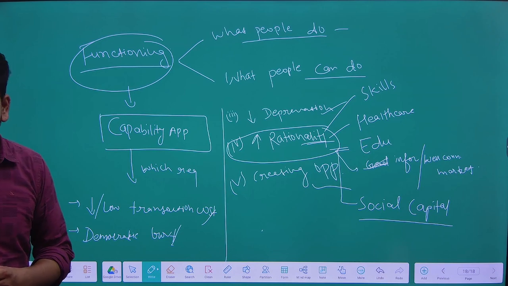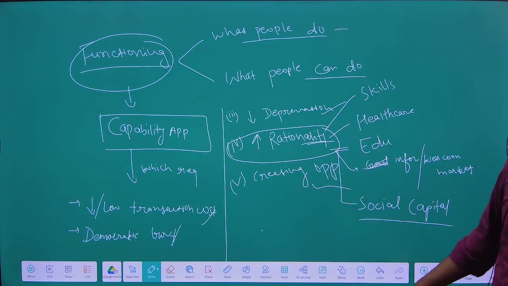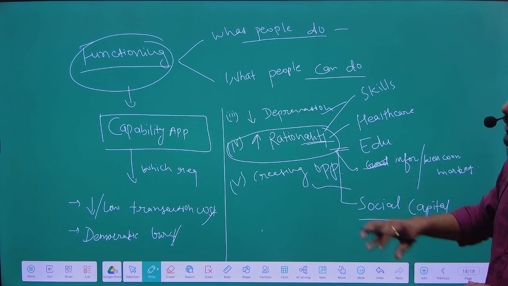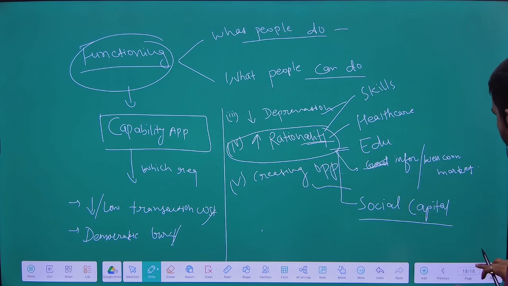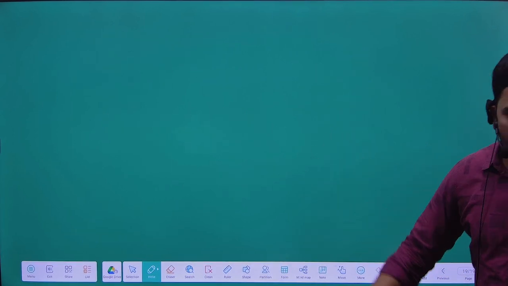Okay? ठीक है यहां तक? बताओ फिर और. ठीक है, so you got the capability part. Now लिख लिया था इसको? ठीक है.